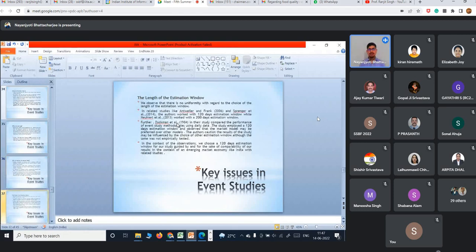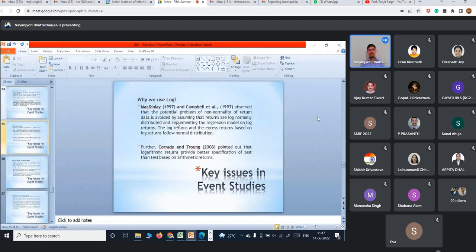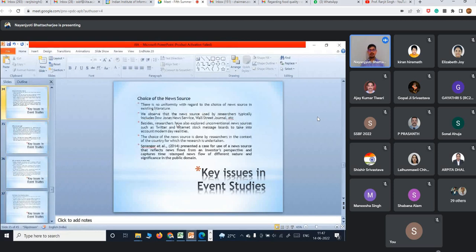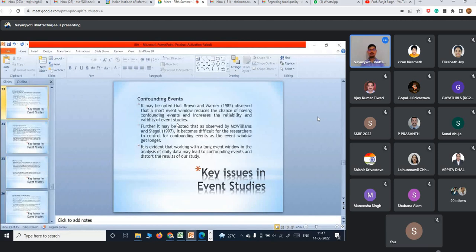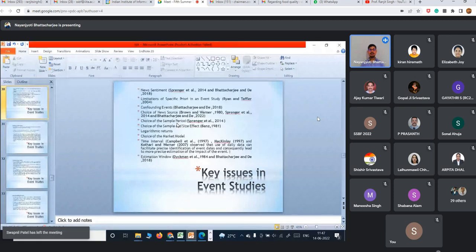So which model to choose? The answer is market model. And why do we choose it? We have the literature at our disposal. Okay, now the other important issue is what we call the time interval.